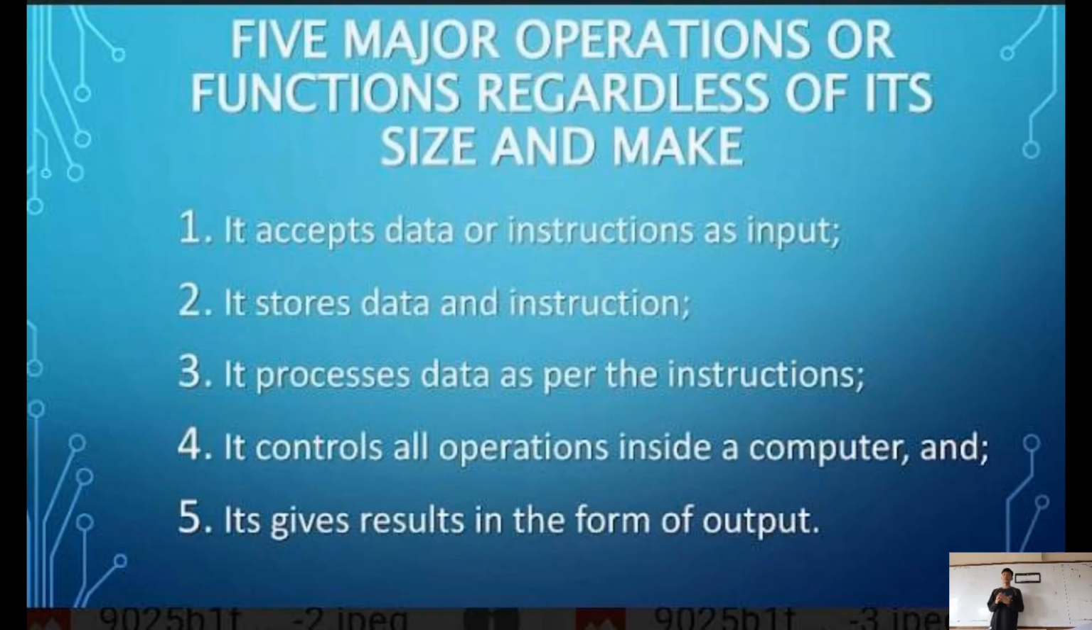Five major operations or functions regardless of its size and make. Number one, it accepts data or information as input. Number two, it stores data and instructions. Number three, it processes data as per the instructions. Number four, it controls all operations inside the computer, and number five, it gives results in the form of output.